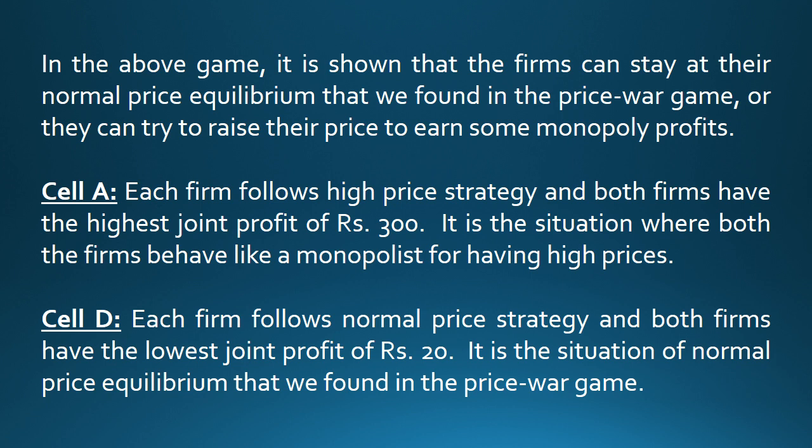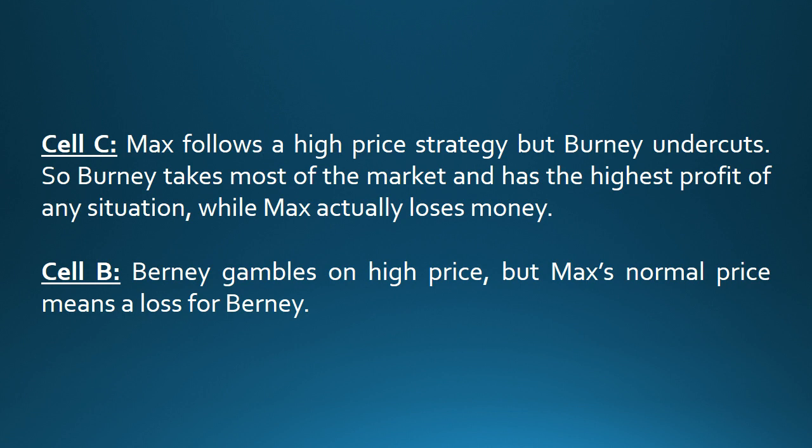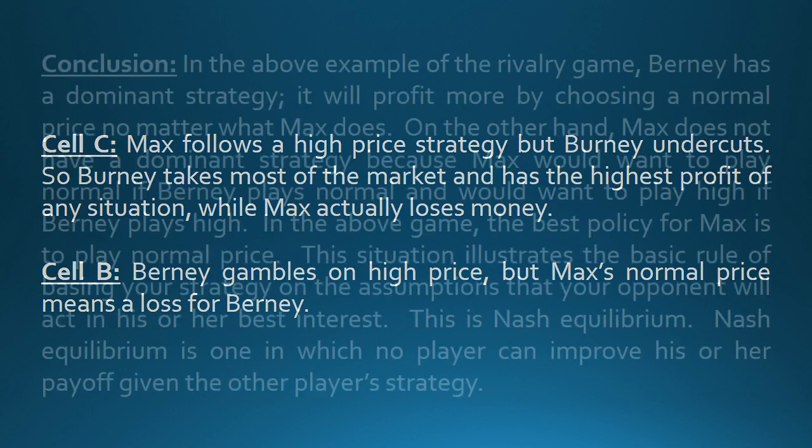Cell D, each firm follows normal price strategy and both firms have the lowest joint profit of 20 rupees. It is the situation of normal price equilibrium that we found in the price war game. Cell C, Max follows a high price strategy but Bernie undercuts. So Bernie takes most of the market and has the highest profit of any situation, while Max actually loses money. Cell B, Bernie gambles on high price, but Max's normal price means a loss for Bernie.